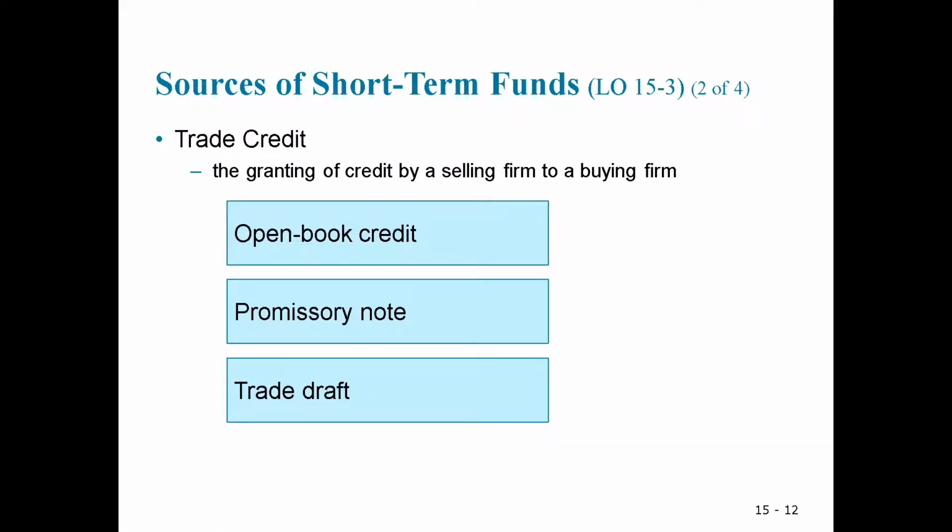Open book credit is when the sellers simply ship goods on credit, expecting that payment will follow. Promissory note is when buyers sign a promise to pay agreement before merchandise is shipped. Trade draft is when the buyers sign a statement of payment terms attached to merchandise by the seller.